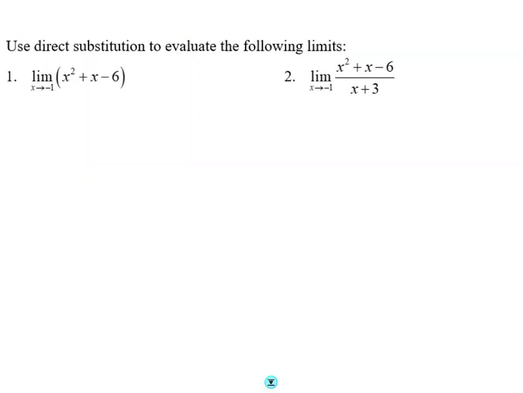We have the limit as x approaches -1 of x squared plus x minus 6. Your first attempt at finding a limit should always be direct substitution. So if I go ahead and plug in -1 for x, I get 1 minus 1 minus 6, which is -6.